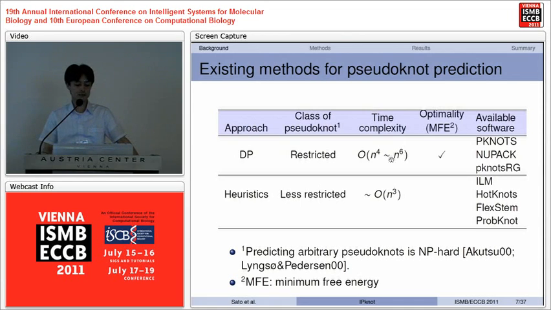On the other hand, the heuristic-based approach can predict wider classes of pseudoknots by using pseudoknot-free algorithms iteratively or greedily. Our approach can be classified into this approach.